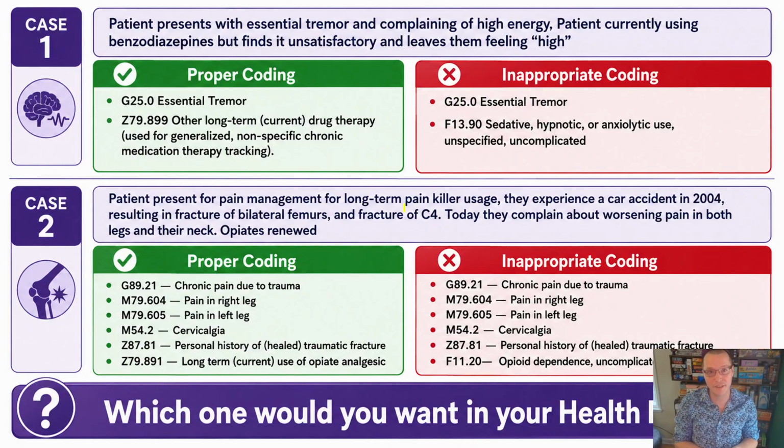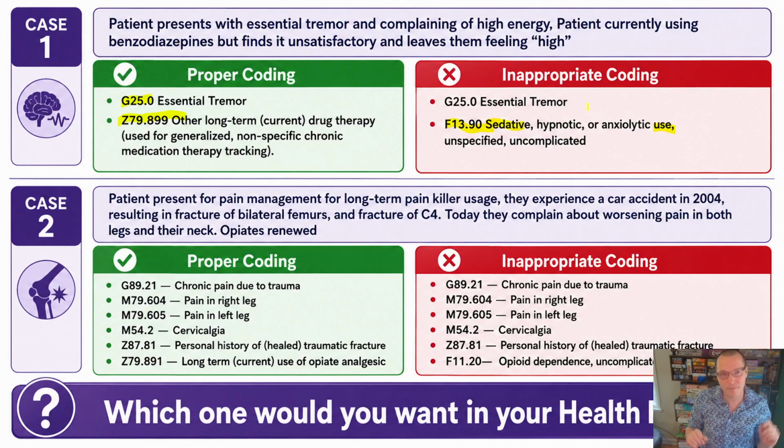Patient presents with essential tremor, and they're complaining of high energy. Patient's currently using benzodiazepine, but finds it unsatisfactory and leaves them feeling high. The proper way of coding this is with a G25 essential tremor code and then the Z79.899 for long-term use of other medicines. An inappropriate way to be coding this is with the F13.90 for sedative use. This is a common issue in coding where people will use these use codes instead of the long-term med codes.